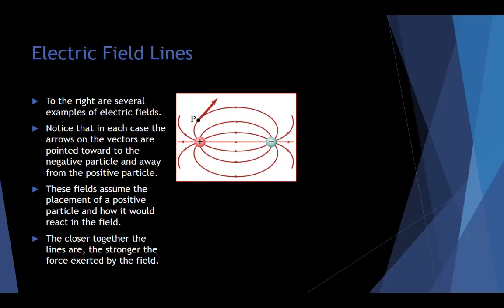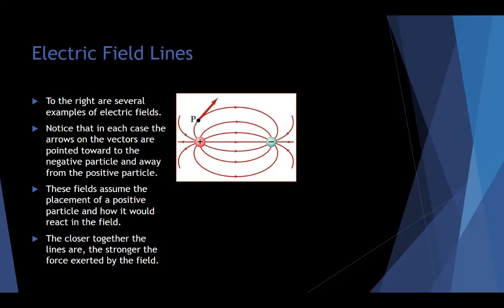Now, what I'm going to show you are some different examples of electric fields. I want you to notice that in each case, the arrows on the vectors are pointed towards the negative particle and away from the positive particle. The reason for this is that the field we create is produced by using what they would call a test particle. A test particle is going to be a tiny, tiny charge, but it's positive. As such, a positive and a positive would repel each other, and a positive and a negative would attract each other. So the field lines go away from the positive, which would be a repulsive force, and towards the negative, which would be an attractive force.